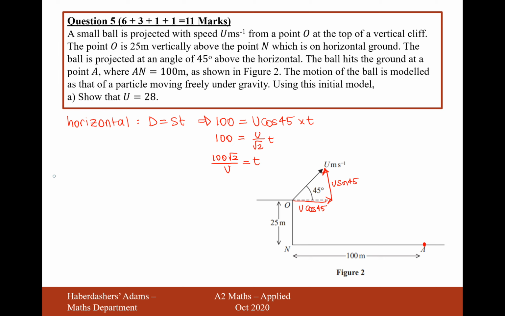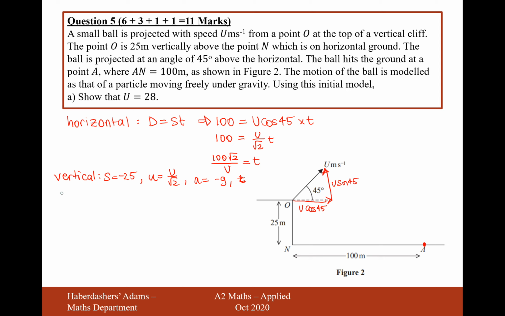So in the next part, where I start to do vertical suvat, I'm going to use my time value t is 100 root 2 over u. Sounds like it'd be complicated, but actually it does help us work out that u is 28. So let's do the suvat first. The displacement is going to be minus 25. The initial speed u is going to be u sin 45, so u over root 2 as well. v we're not really interested in. a is minus g, and t is what we've got above: t equals 100 root 2 over u.